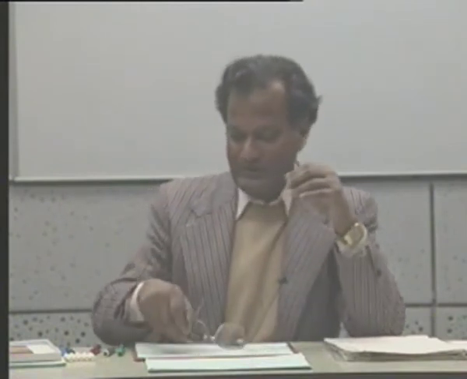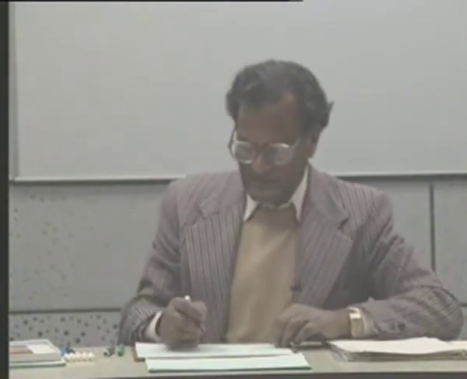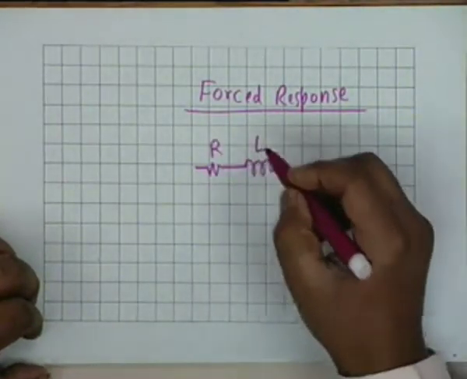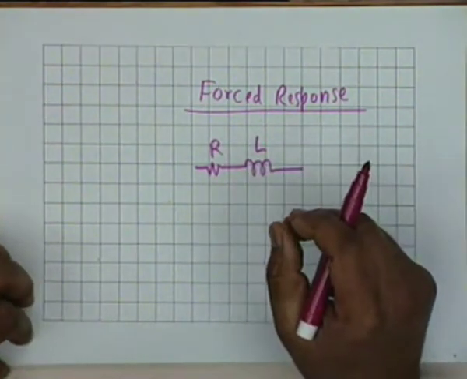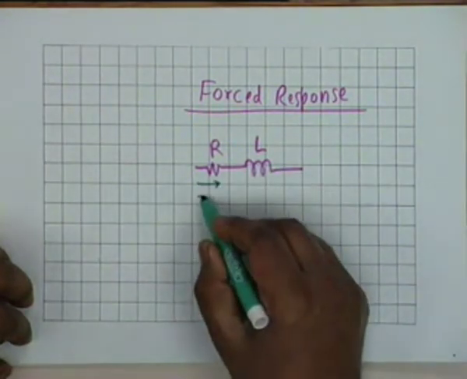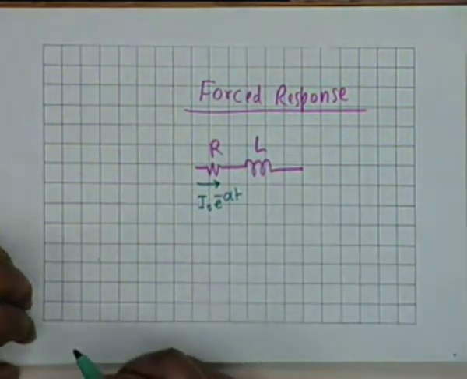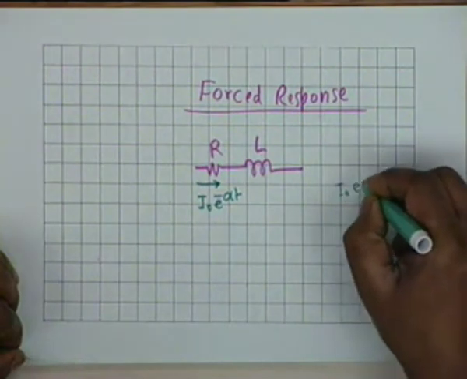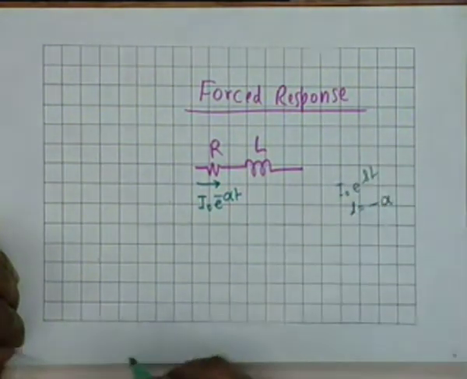But in the whole process, as you shall see, e to the st plays a very dominant role. The exponential function that we have been considering so far plays a very dominant role. For example, if we have a series combination of resistance and inductance, and the inductance is initially relaxed, and we want to force a current through this, let's say I0 e to the minus alpha t. Then this is a special case of I0 e to the st with s equal to minus alpha.